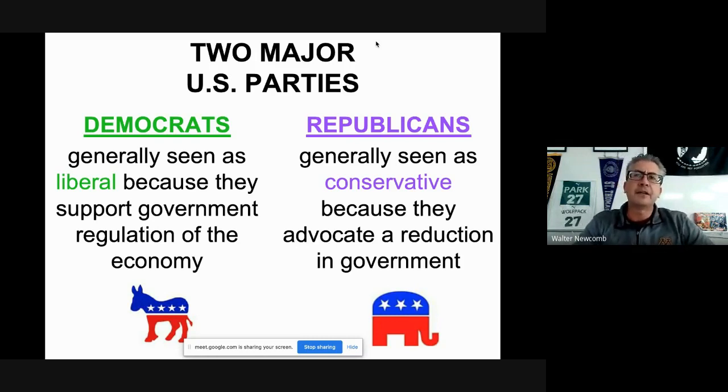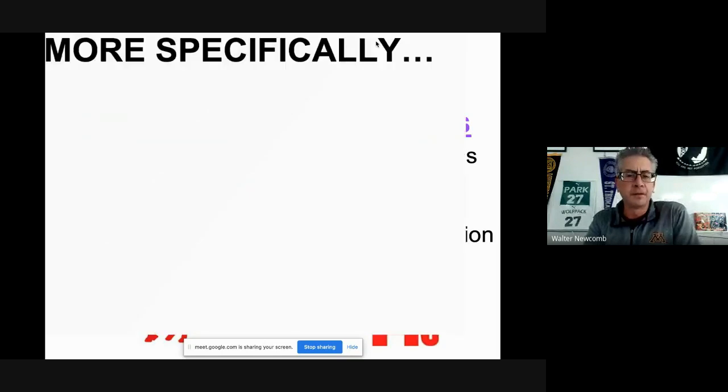And then you have the elephant, which is sometimes viewed as very nimble, but in actuality can have a lot of momentum when it gets moving. Probably he's coming up with the elephant in reference to the Republican Party and some of the measures it might have been taking during the Civil War and post-Civil War time. So Democrats generally tend to be liberal because they support government regulation of the economy, and Republicans seem to be the opposite, conservative, because they advocate the reduction in government.